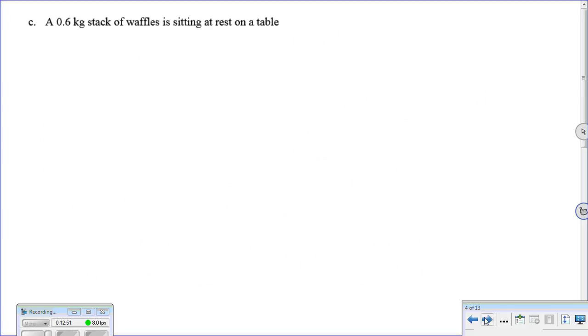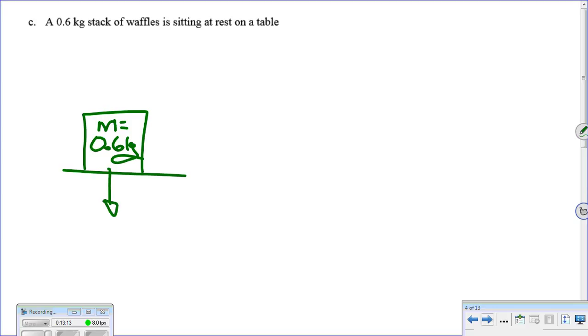This one, a 0.6 kilogram stack of waffles is sitting at rest on a table. So here's the table, here's the waffles. 0.6 kilograms, mass or weight? Mass. So what's the first thing I should do? Put in the force of gravity, right? So 0.6 times negative 10, my force of gravity is going to be negative 6 newtons.